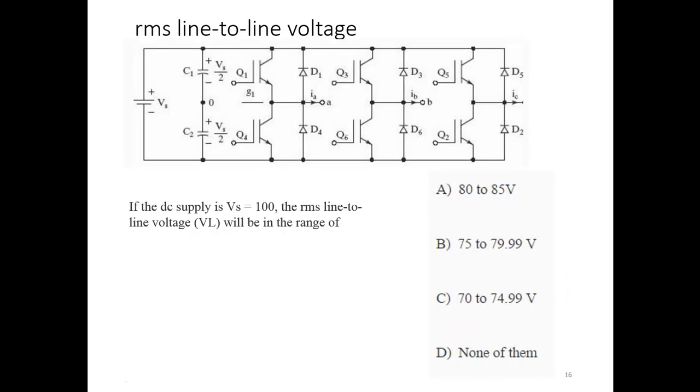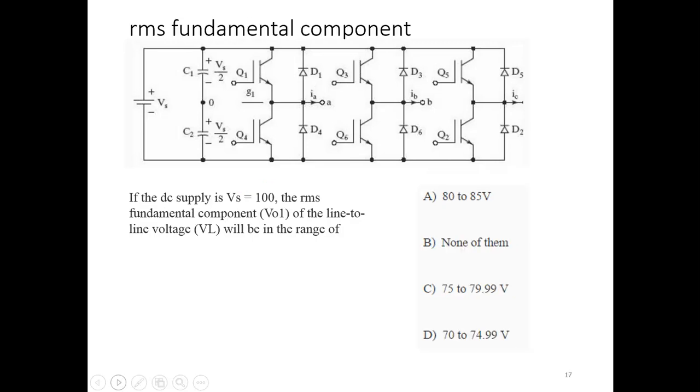For the RMS value, if the DC supply voltage is 100 volts, the RMS line-to-line voltage will be in that range. You can calculate that VL out. This is a simple problem. Similarly, for the RMS fundamental component, if the RMS fundamental voltage is about 77%, you should be able to find it out. You can calculate the fundamental component of the RMS.